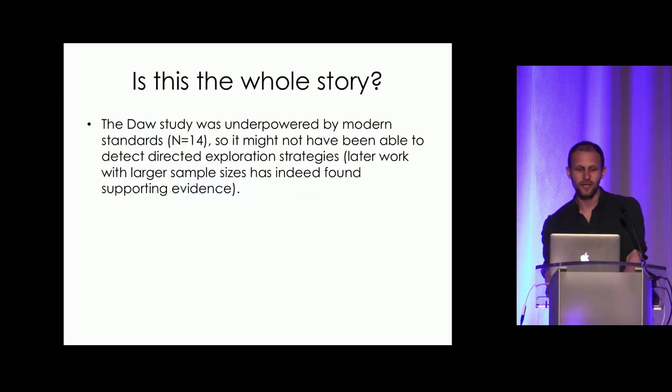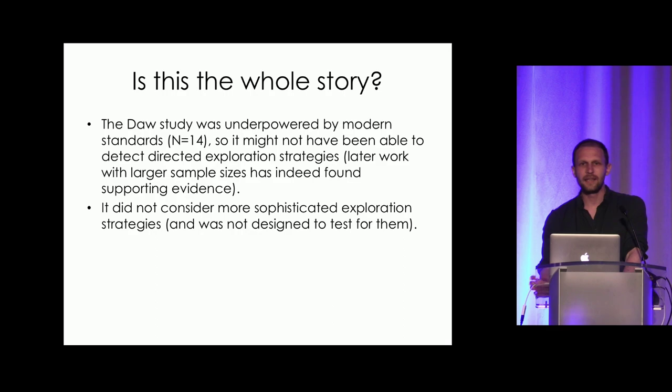Is this the whole story? Well, there's a number of issues here. One is that the Daw study, as influential as it was, was underpowered by modern standards. There were only 14 subjects, so it might not have been able to detect directed exploration strategies, and I'm going to show you later some evidence that there are, in fact, directed exploration strategies in human choice. Another issue is that it didn't really consider more sophisticated exploration strategies, and it wasn't really designed to test those. So I'm going to talk soon about better experimental designs for answering this question.